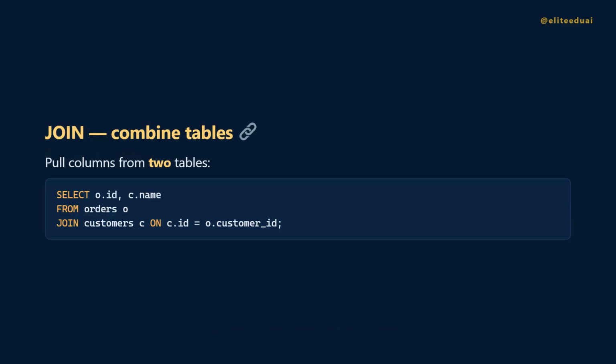Real databases split data across tables, so you join them. Here we connect orders to customers on the matching customer ID, so each order shows the customer's name. INNER JOIN keeps only rows that match on both sides.